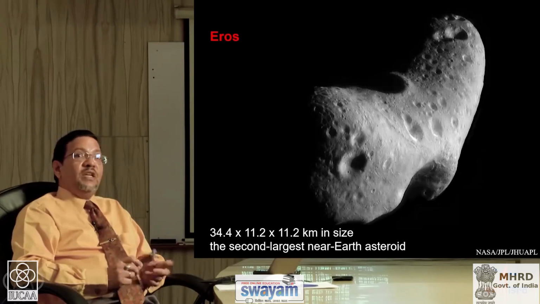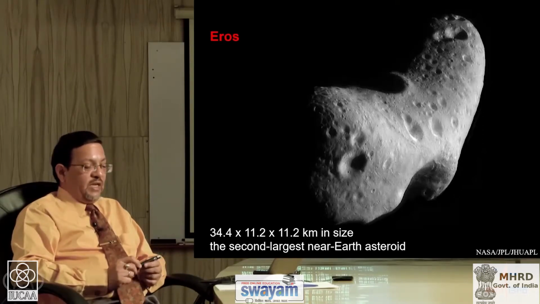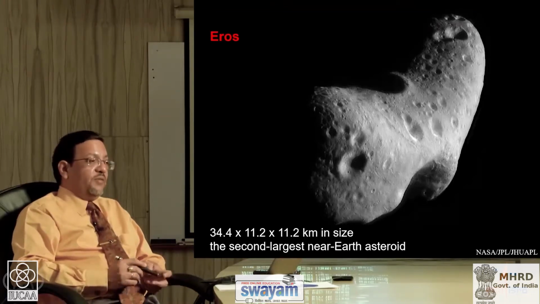Why we are worried about near Earth asteroids is that these asteroids actually come much closer to the Earth, and if due to some gravitational perturbations they come into line of sight of Earth or basically a head on collision with the Earth, then they can cause catastrophe on the Earth.